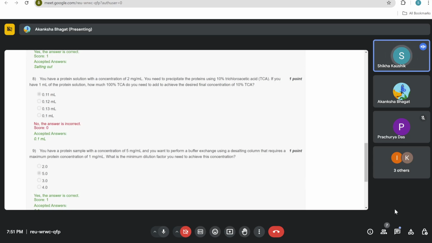You need to precipitate the protein using 10% trichloroacetic acid. If you have 1 ml of the protein solution, how much 100% TCA do you need to add to achieve the desired concentration of 10%?